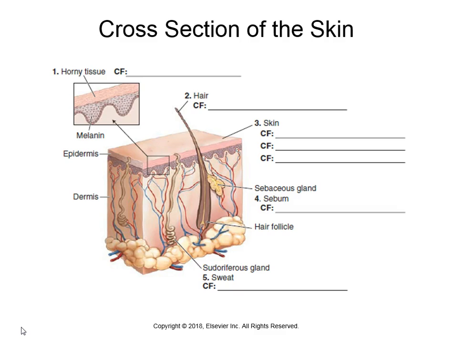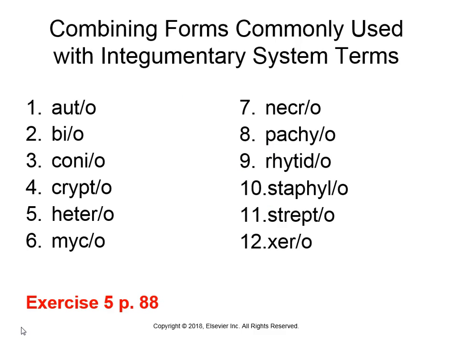Sebaceous glands is going to be sebo. Sudoriferous, or your sweat glands, think of sweat as being wet, so hydro with an I. All right, so this brings us to combining forms that aren't really talking about the structures, but really go along with it in terms of what's going on with the skin.